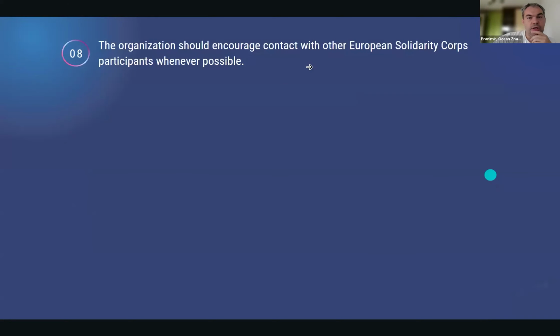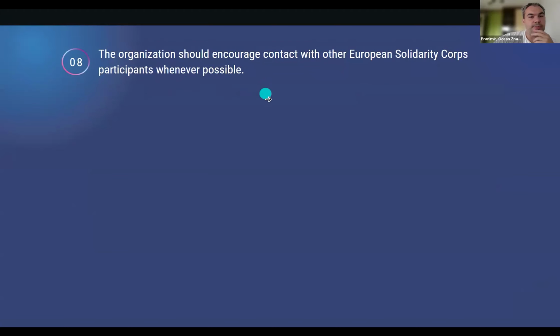Okay, so the organization should encourage contact with other European Solidarity Corps participants whenever possible. Yes or no, true or false? Okay, super. Thank you. Yes, it is true. Why? Because for young people coming into a new community is sometimes very difficult, but meeting people who are facing the same or similar challenges really helps them connect more and enjoy the process more.